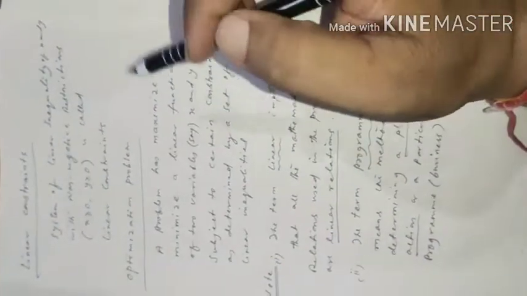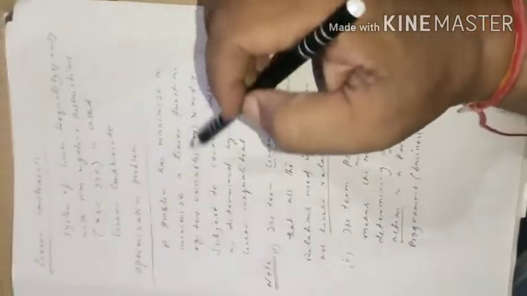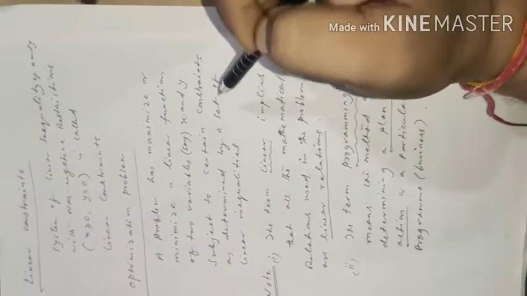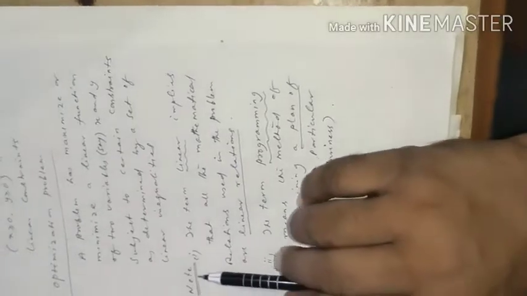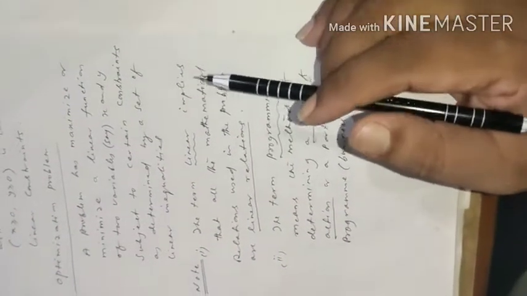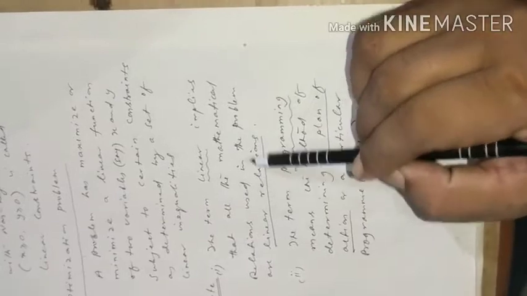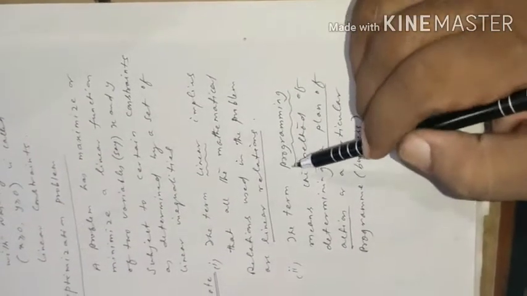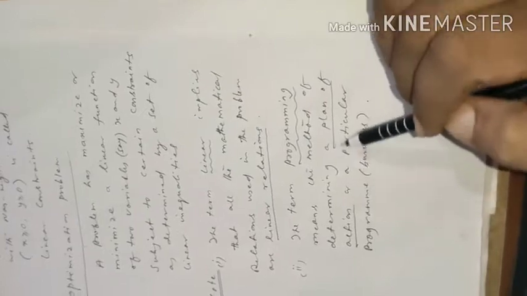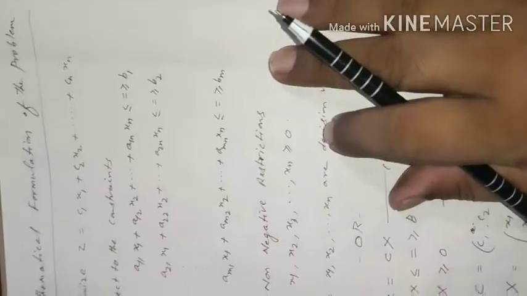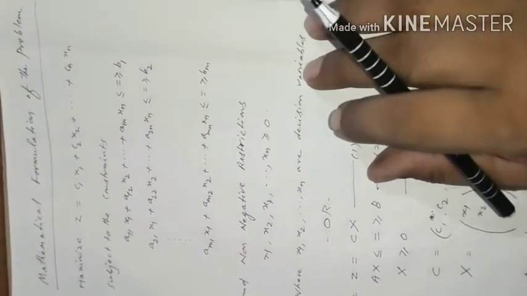Optimization problem: a problem to maximize or minimize a linear function of two variables, say x and y, subject to certain constraints as determined by a set of linear inequalities. Before going to that problem, you have to have some idea about the terms. The term linear implies that all the mathematical relations used in the problem are linear relations. The term programming means the method of determining a plan of action or a particular program. That means, in a mathematical way, the mathematical formulation of the problem.